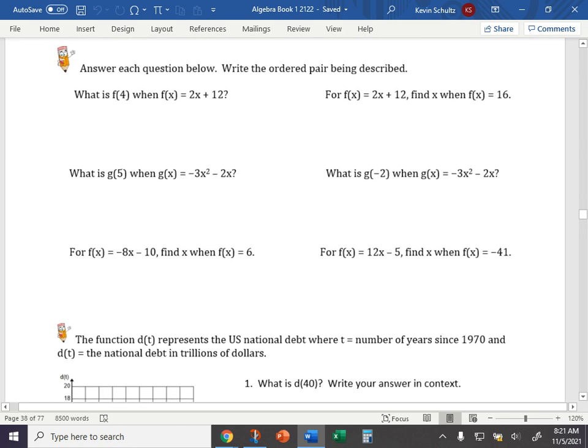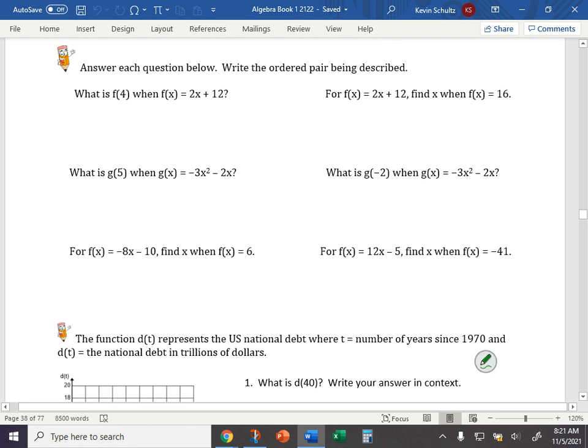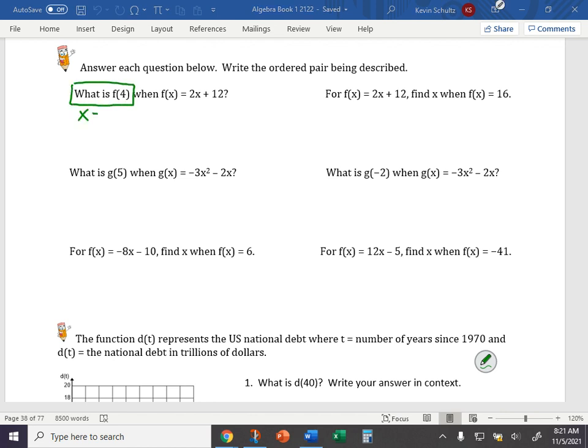Okay? It says answer each question below. Write the ordered pair being described. The first one says, what is f of 4 when f of x equals 2x plus 12? Which variable are you being given? Alexis? X, right? For this notation where it says, what is f of 4? It's telling you x equals 4. You're solving for y. Okay? Y equals 2x plus 12. You're being given x. You're solving for y.